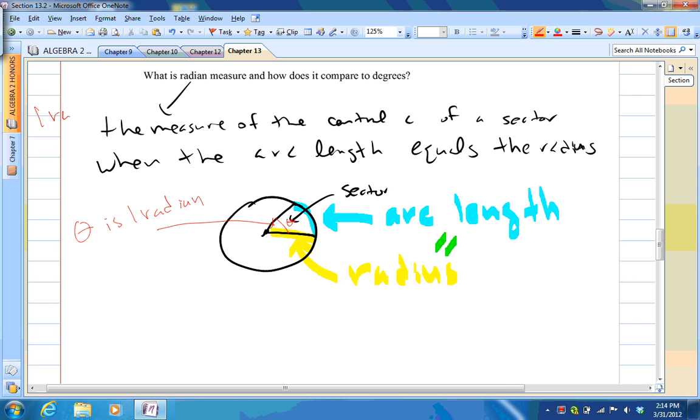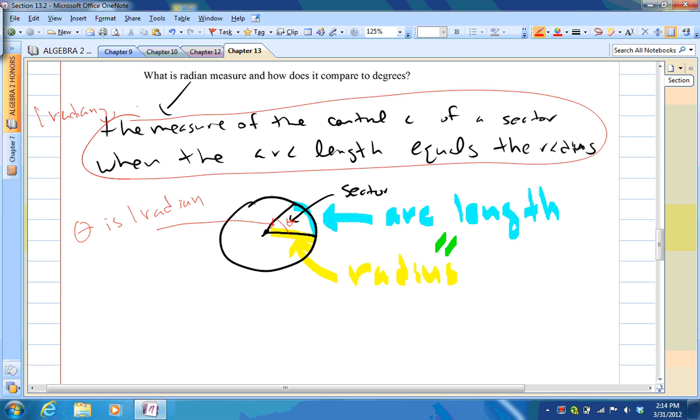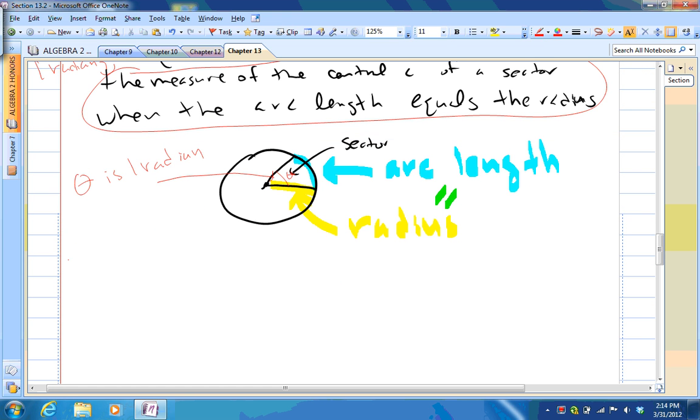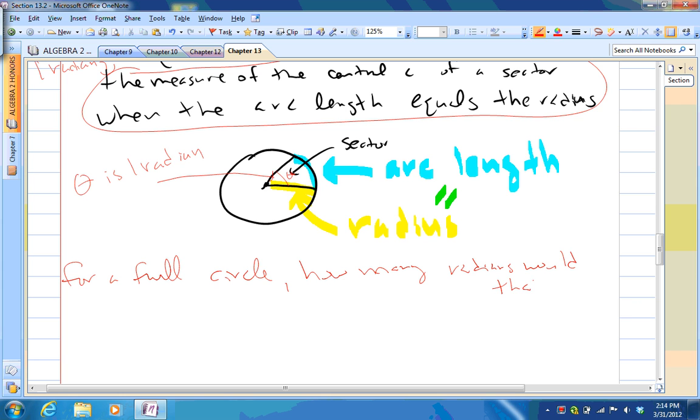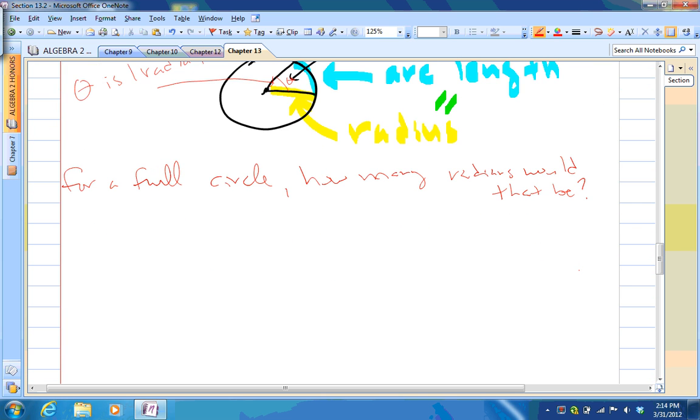And actually, I should probably define that. 1 radian equals all this. So what that means, for a full circle, how many radians would that be? You might want to pause the video and think about it. For a full circle, how many radians would that be?